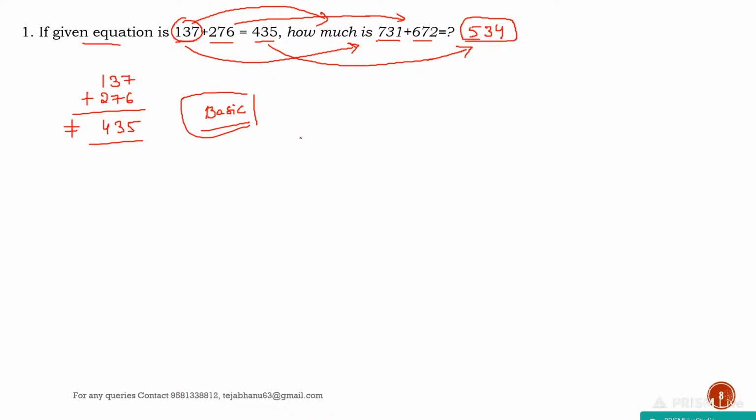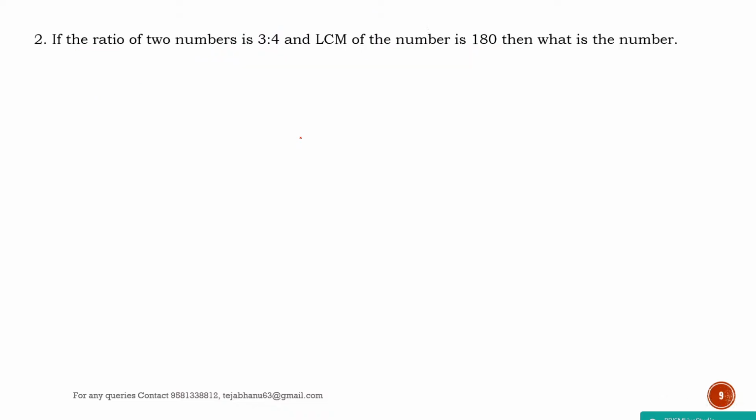Right, Narendra, and Deepu, you are right. Next. Second question.